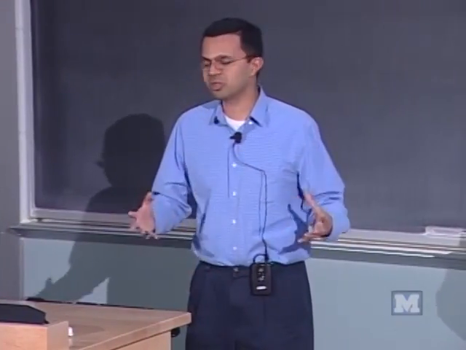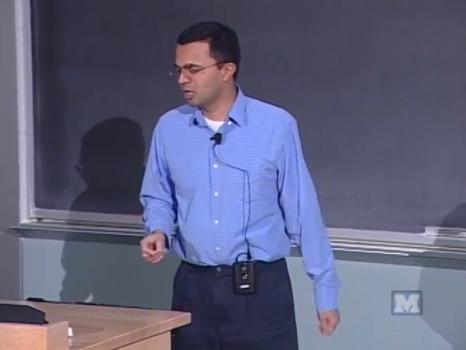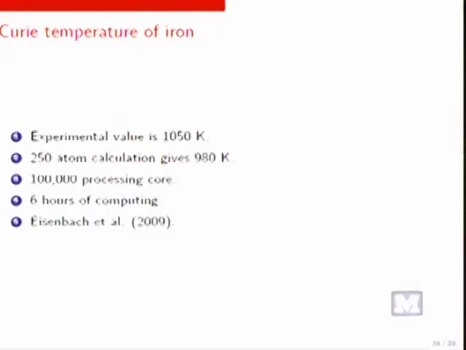There's a huge computation. It's ab initio physics with just 250 atoms of iron. Right? It's a very small number of atoms, but they came out with the value 980 Kelvin as an approximation to that. Right? And this computation used 100,000 processing cores, and it took 6 hours of computing to get that approximation.